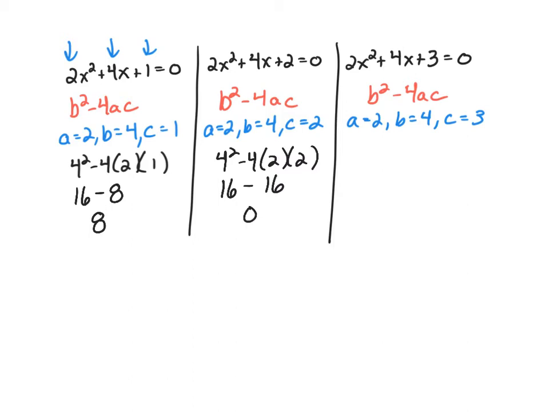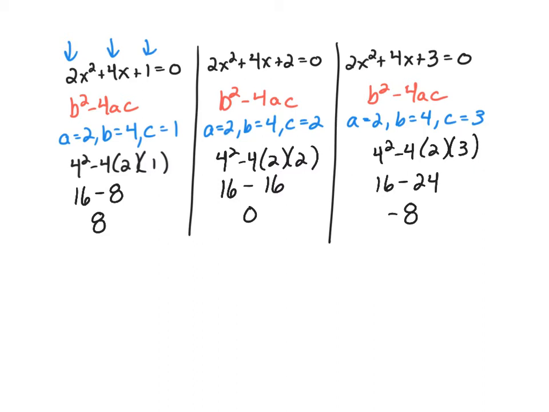And then the last one, we get 4 squared minus 4 times 2 times 3. 4 squared is 16, minus 4 times 2 is 8, times 3 is 24. 16 minus 24 is negative 8.